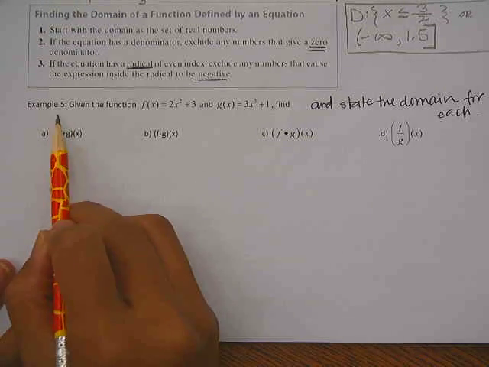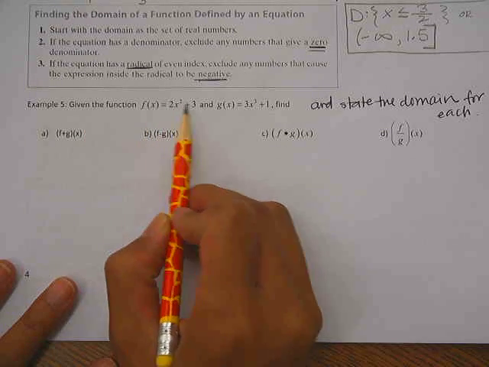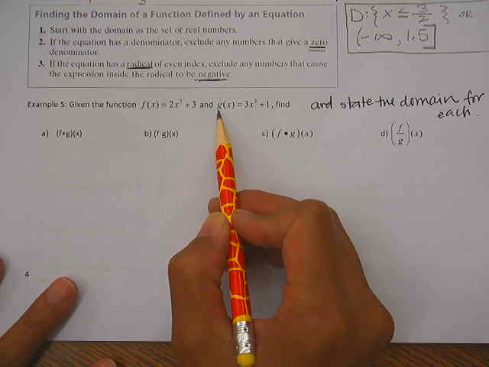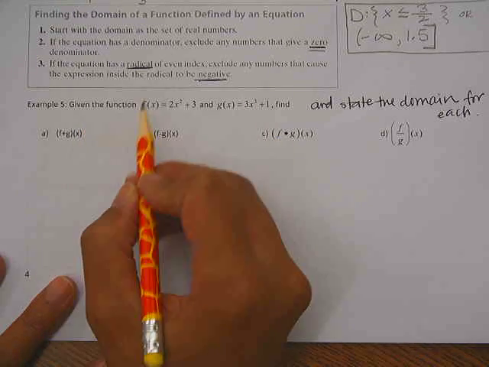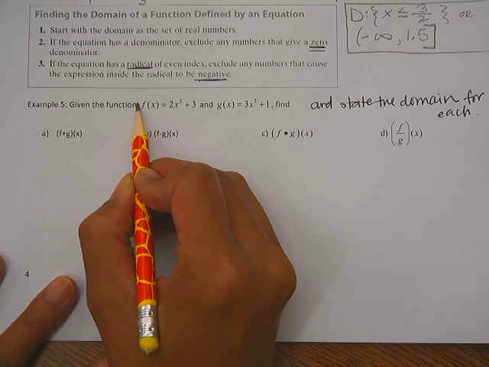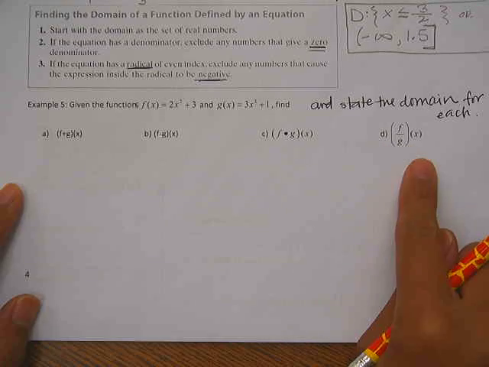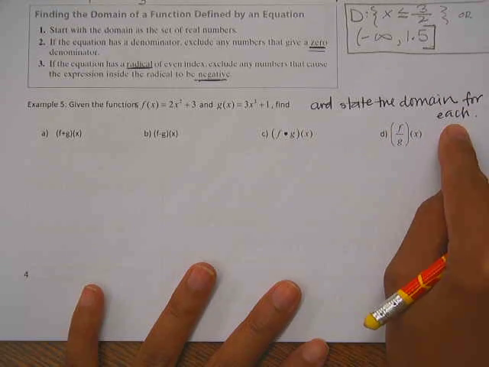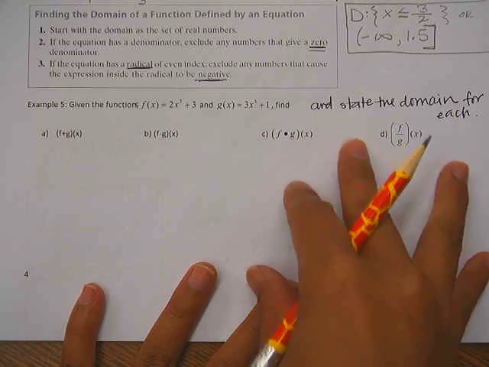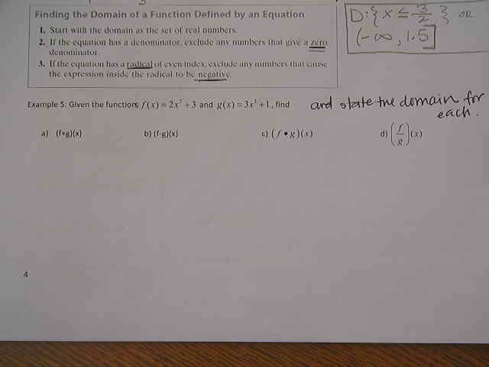Example 5: given the function f of x equals 2x squared plus 3 and another function g of x equals 3x to the third plus 1. So I'm giving you two functions. I want you to find A, B, C, and D, and state the domain of each. After we have found each answer, I want you to find also the domain of the answer.